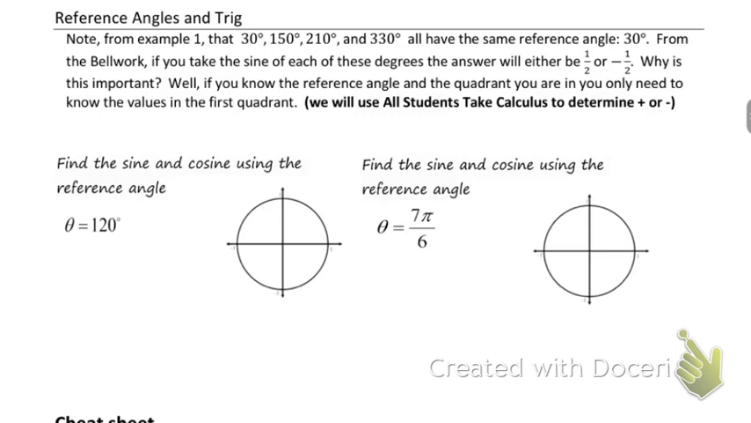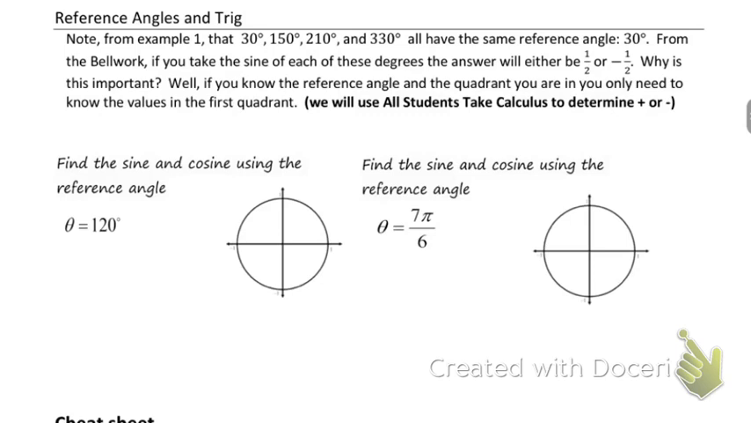If we looked at our very first bell work, we noted that 30 degrees, 150, 210, and 330 all have the same reference angle of 30 degrees. From the bell work, if you take the sine of each of these degrees, your answer will either be 1/2 or negative 1/2. Why is this important? Well, if you know the reference angle and the quadrant you are in, there's no need to actually find the exact values. You use your reference angle. Remember, we will use all students take calculus to determine positive or negative.